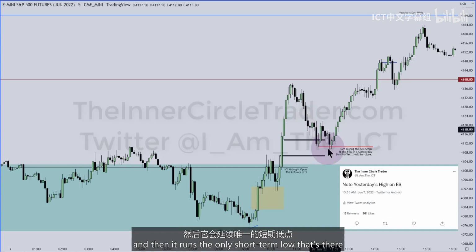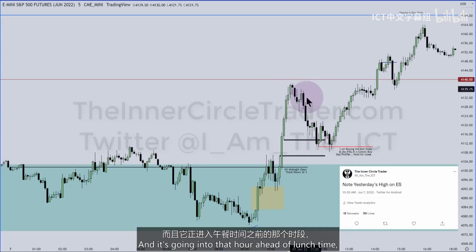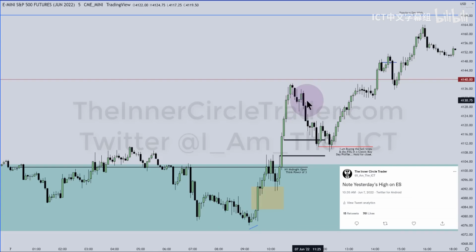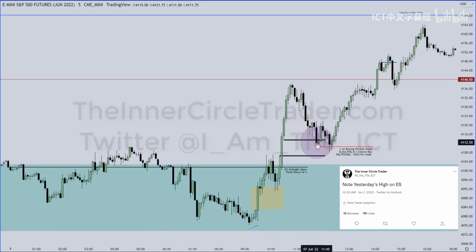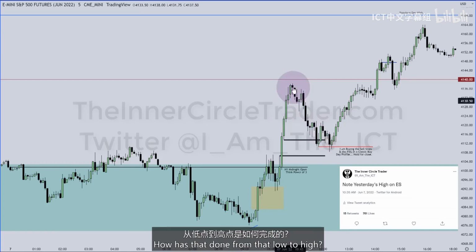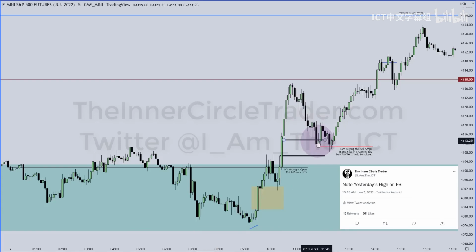It creates a short-term low, and then it runs the only short-term low that's there from here to here. This is too narrow. We don't want that. It's already moved too much. And it's going into that hour ahead of lunchtime, noon to 1, New York local time. So I want to see it retrace back down into a discount. How is that done? From that low to high. So the algorithm reprices to a discount once it gets to here.